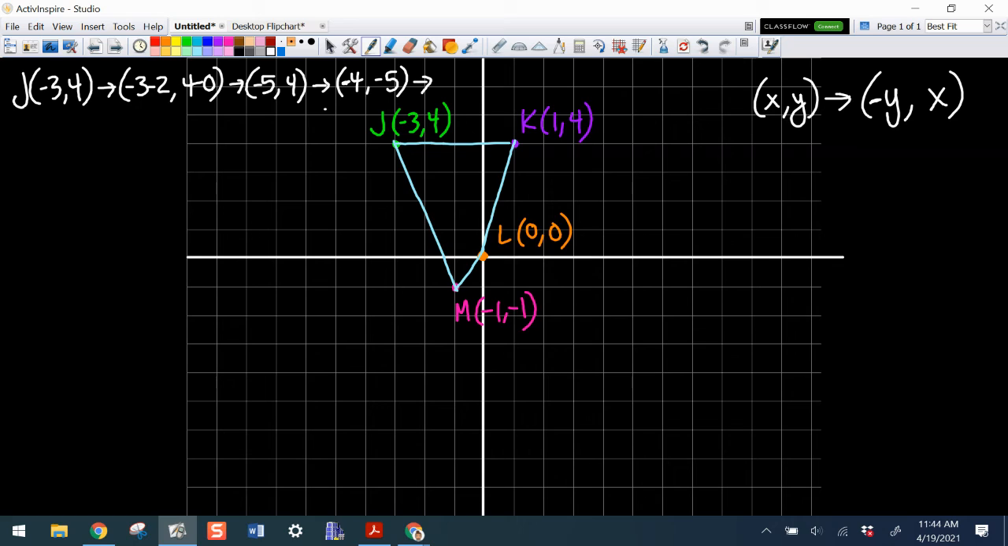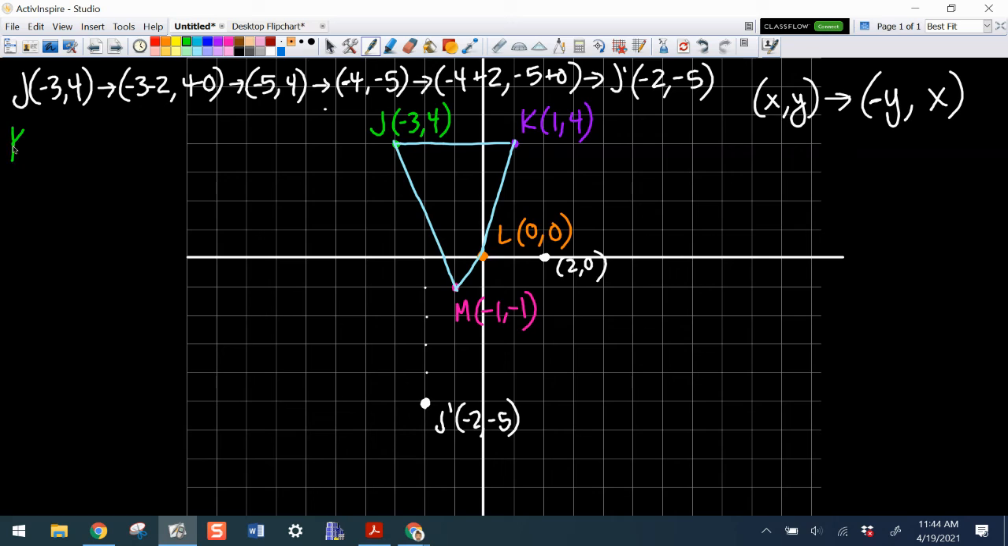Then we add the center of rotation back. So J prime, I'll show that work actually. So we'll add 2 to our x and add 0 to our y. So J prime will be located at -2, -5. So J prime is located at -2, -5. So there's our center of rotation, 2, 0. So hopefully you can see that we did rotate 90 degrees counterclockwise or 270 degrees clockwise.